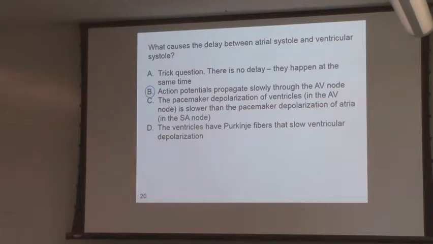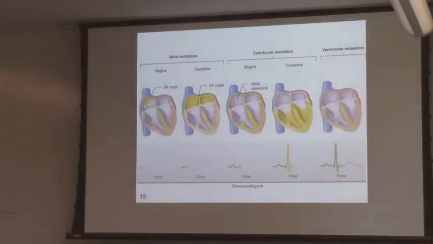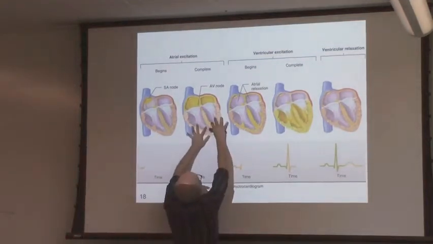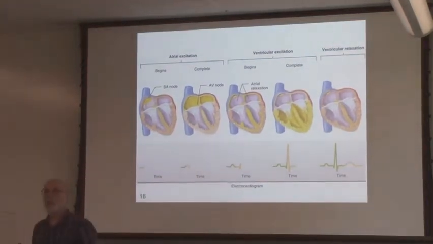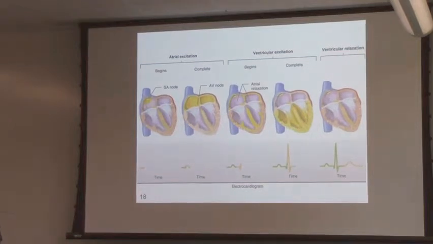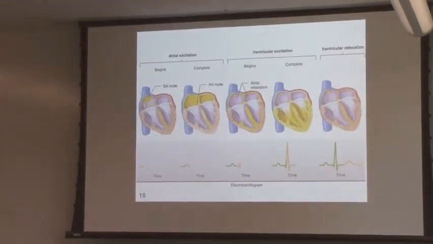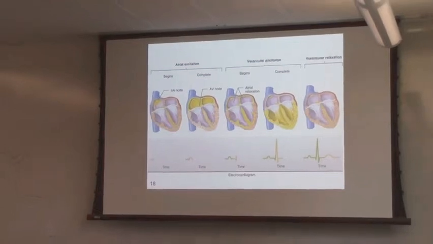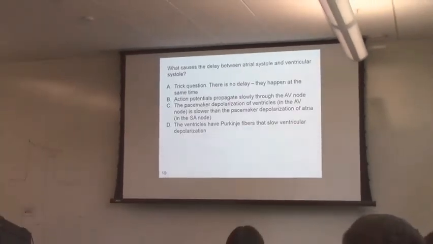Josh? I'm trying to remember what exactly the Purkinje fibers do, because I thought I remember them having something to do with this in electro. So the Purkinje fibers are the fibers that propagate action potentials rapidly throughout the ventricles. And they really aren't connected to the AV node, at least not directly.